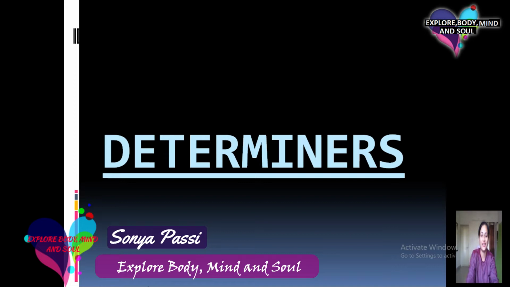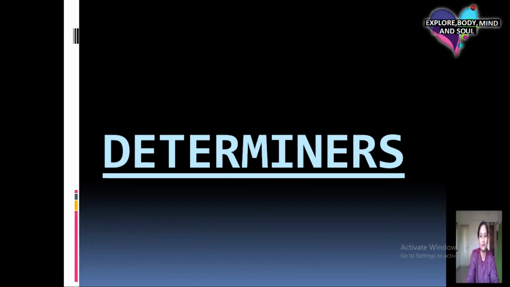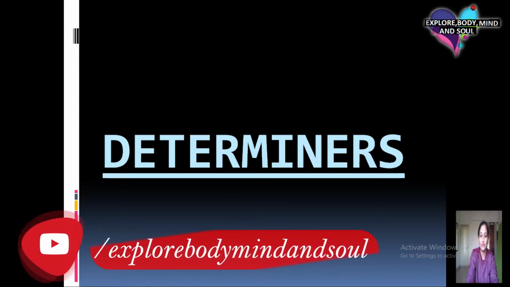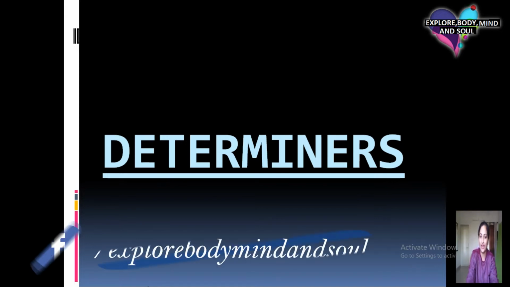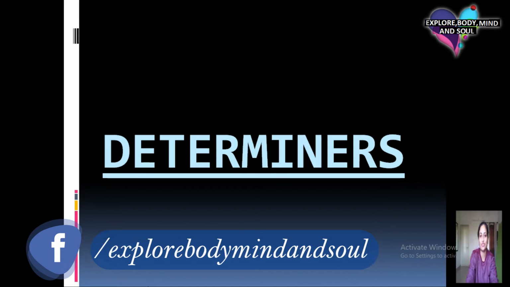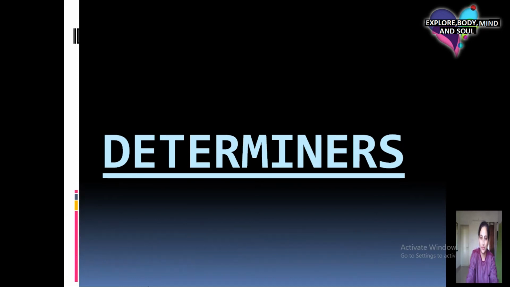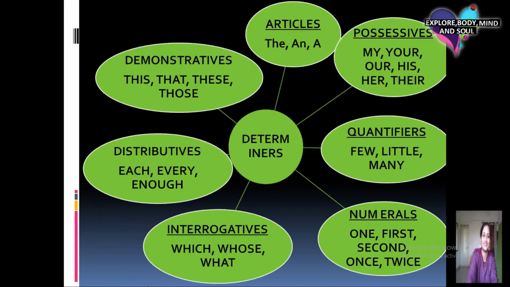I'm Sonia. Today we are going to discuss determiners. Determiners is a very important topic in grammar as it covers many other topics. Now, what are determiners? Determiners are the words which are used before nouns, and they determine whether the noun is general or specific. Depending on the definition, we have classified determiners into 7 types depending on whether they are general or specific. Let's see.